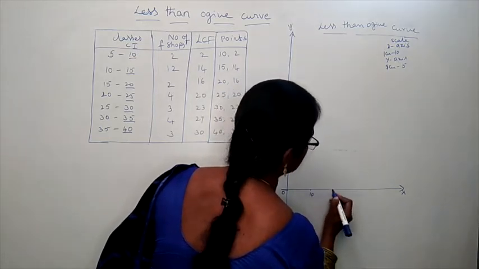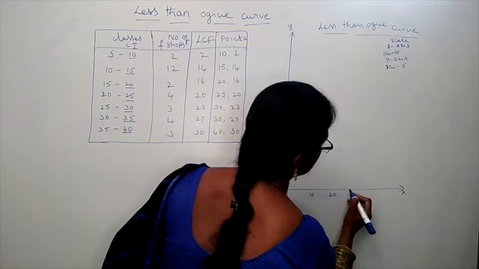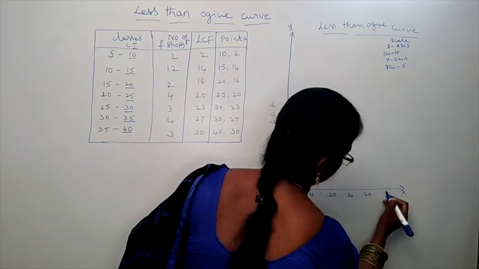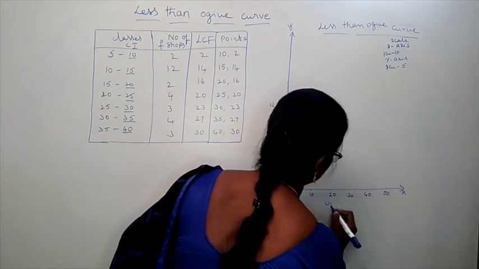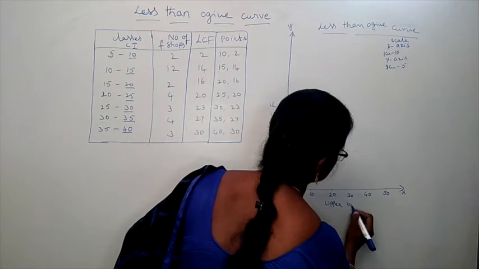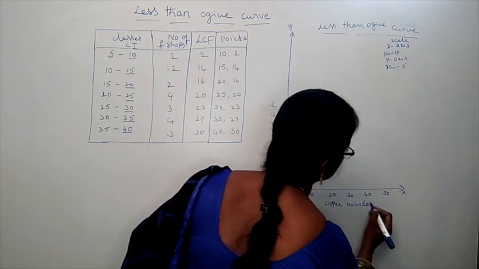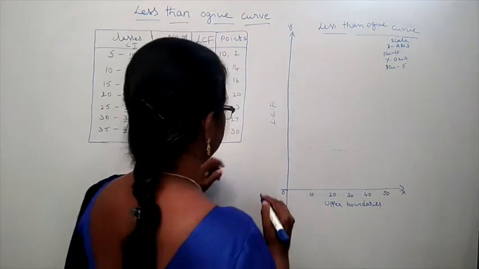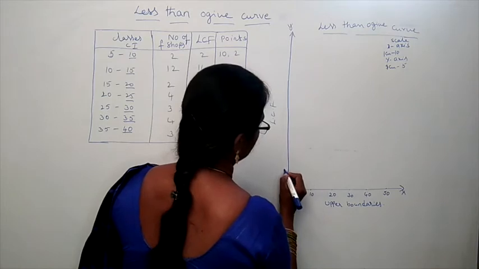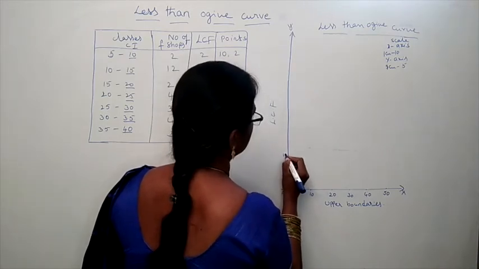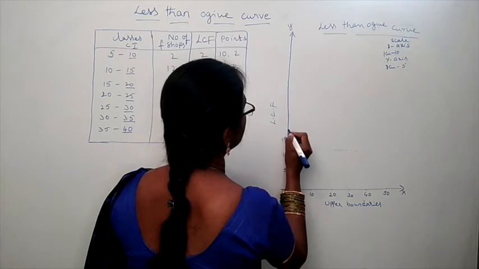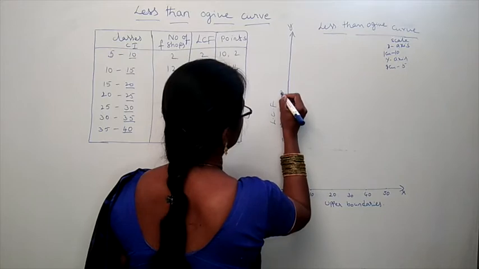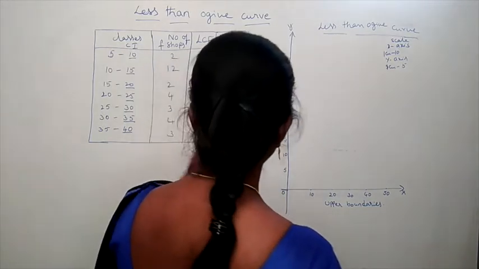Now, 10, 20, 30, 40, 50. These are upper boundaries. What is the highest frequency? 30. Then we can take 5: 5, 10, 15, 20, 25, 30. Now, what is the first point?